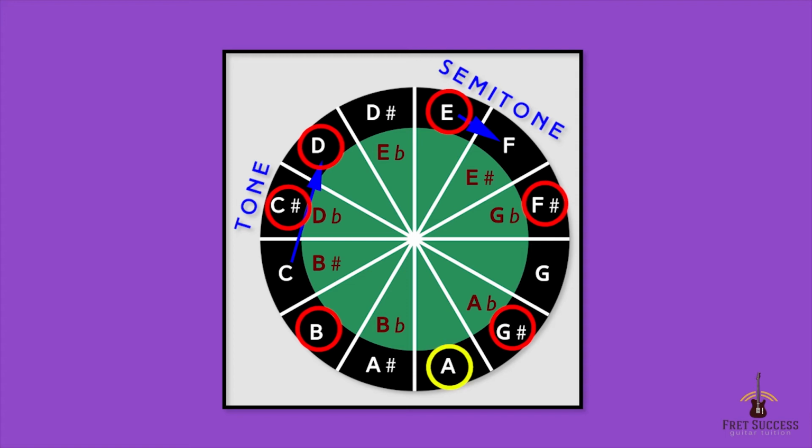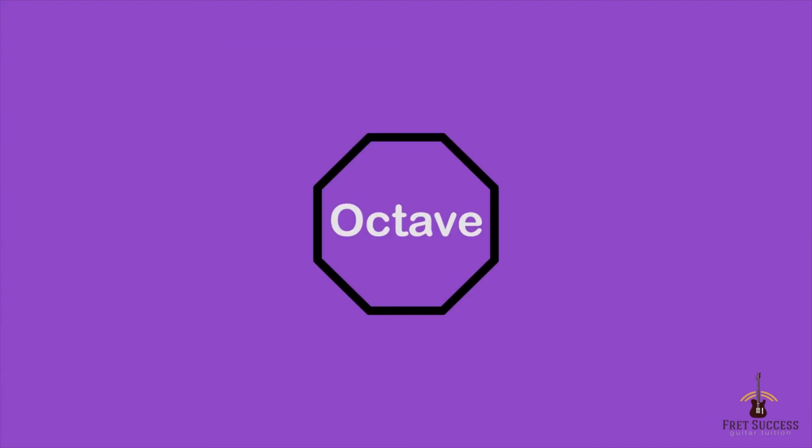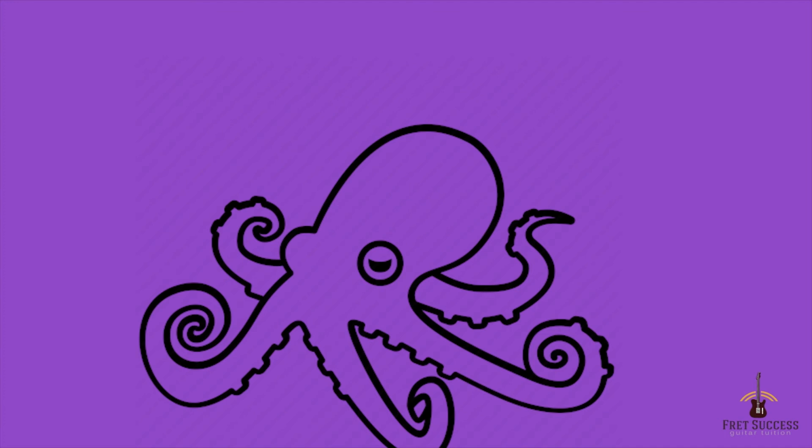So an octave is basically being your 8 notes. Octave, octagon, octopus, 8 things, so that's the way to remember it. So you're 8 notes above.